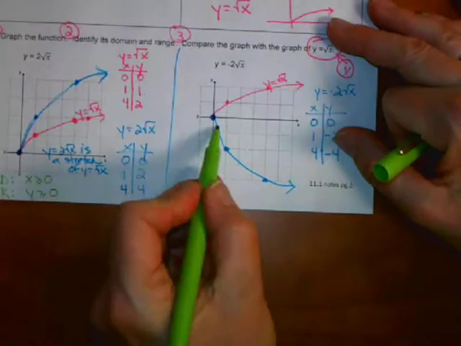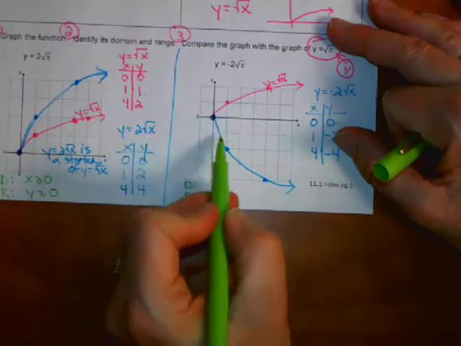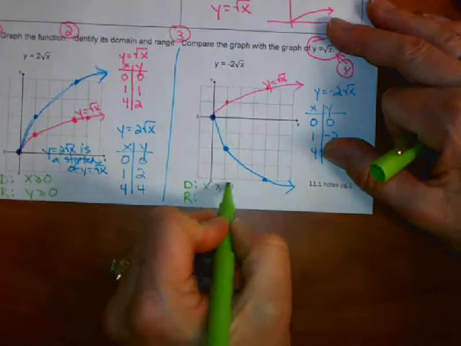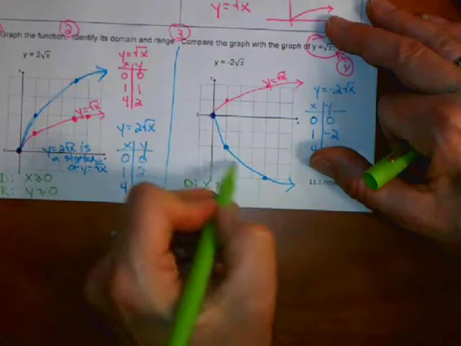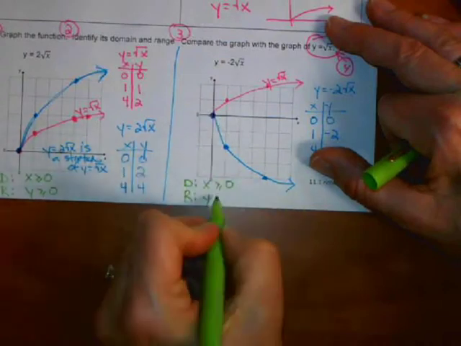What are all my x values? They're all still greater than or equal to 0. Any place on this graph, the x coordinates are greater than or equal to 0. The y values any place on this graph are all less than or equal to 0.